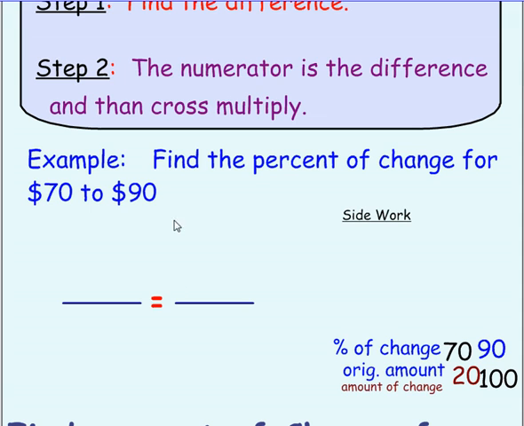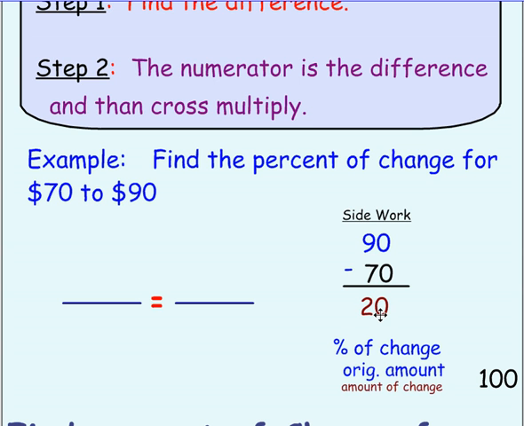The first one. We're going to find the percent of change for $70 to $90. Maybe something originally is 70 and then you come back a couple weeks later and it's 90. One of the first things you're going to have to do is a little bit of side work. We're going to go with 90, and this could be done with mental math obviously, we're going to subtract 70. You should get an answer of 20. So that's the first thing I've done, the subtraction.